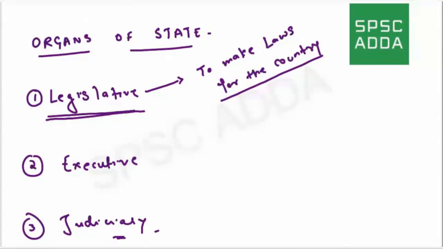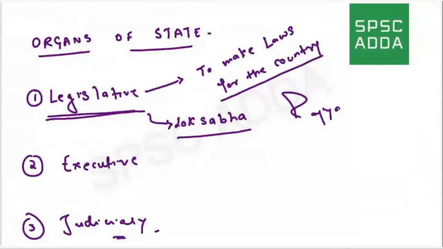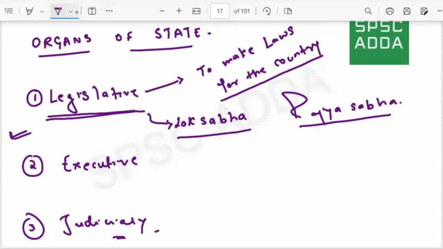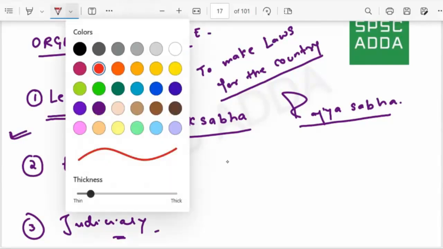Very, very good. The legislature is Lok Sabha and Rajya Sabha. So the legislature has the responsibility of making laws for the country. And if I ask you how the laws are made, it is very simple. I'll tell you how, just for your understanding, so that you have all your bases covered.